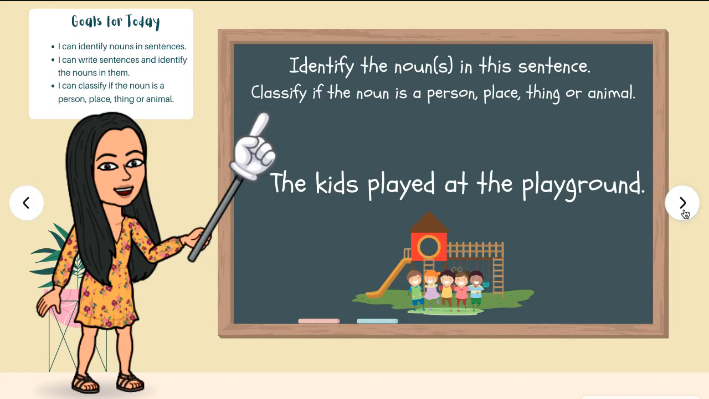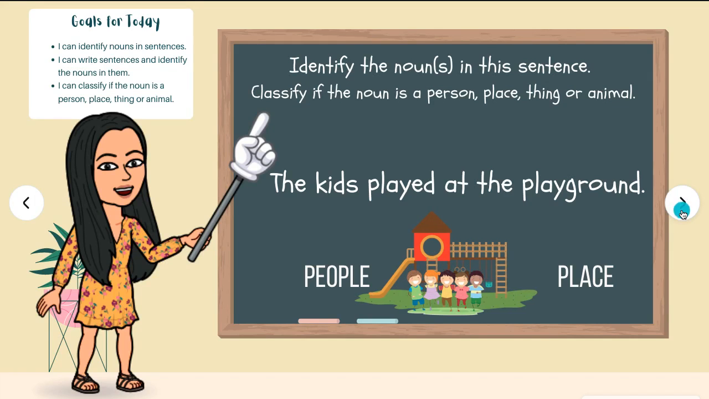Let's try out the second example. Can you identify the noun or nouns in this sentence? Don't forget to classify if the noun is a person, place, thing, or animal. I'll read the sentence out loud. The kids played at the playground. If you identified these two nouns in the sentence, awesome job. Kids name people and playground names a place.